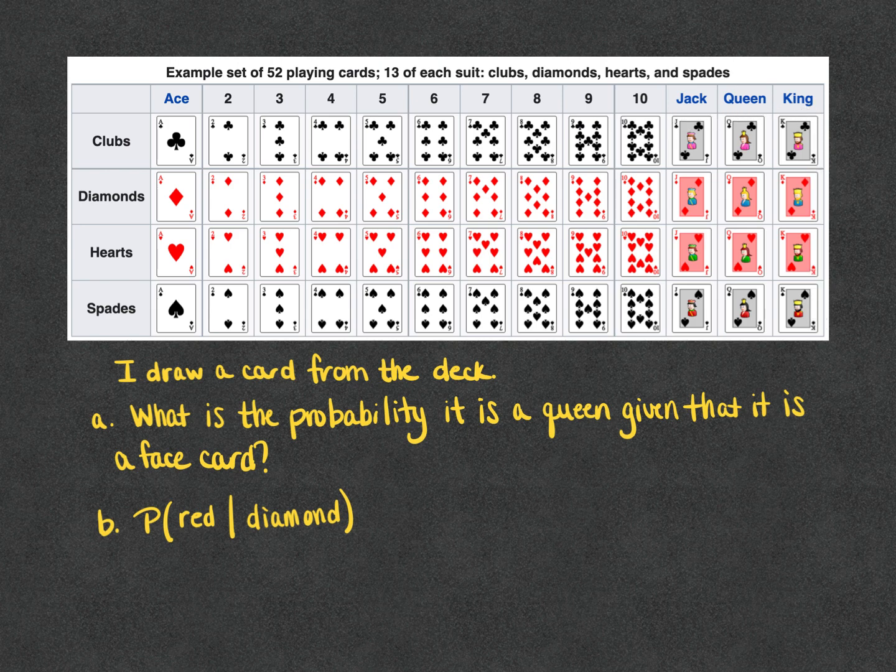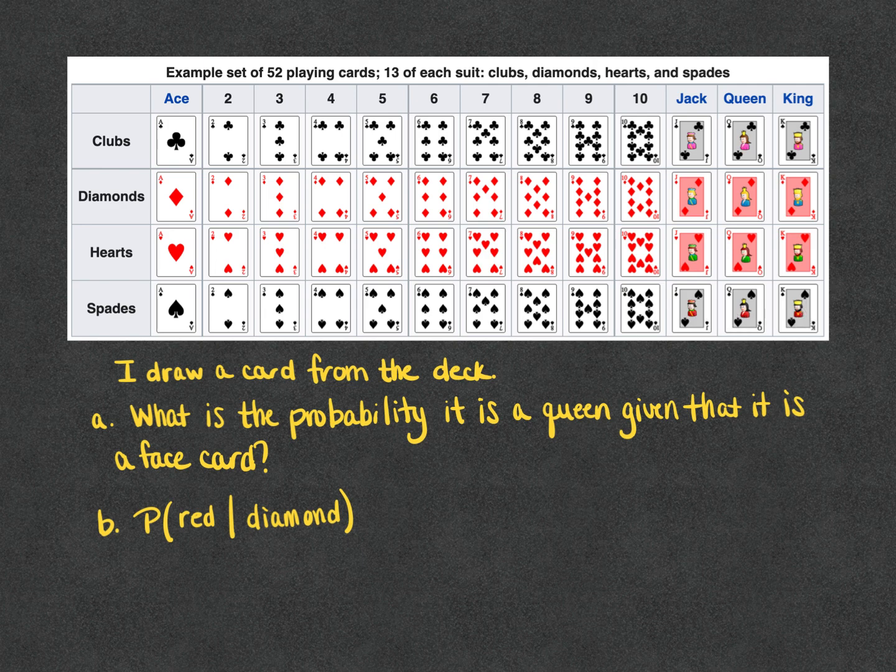So I'm going to draw a card from the deck. What is the probability the card is a queen given that it is a face card? So what this means, as soon as we say given that it is a face card, I want you to think of it as I've drawn a card and I've looked at it and then I've said, oh, I'm going to give you a hint. It's a face card. So immediately, instead of being one of these 52 cards, you know that the card in my hand is one of these 12.